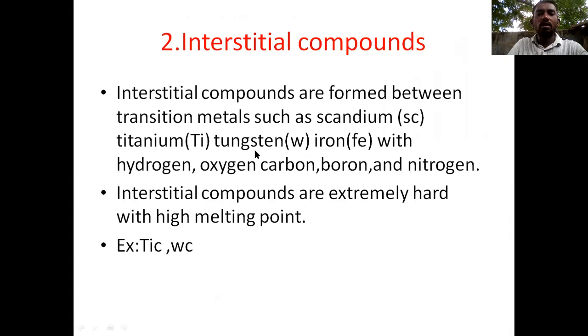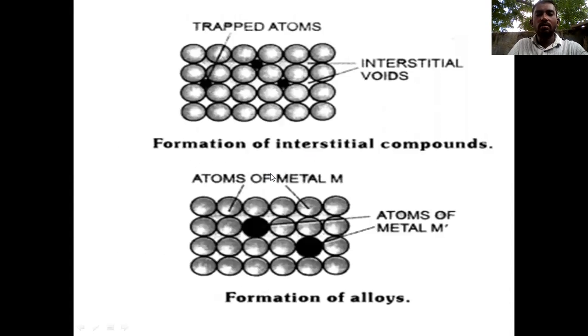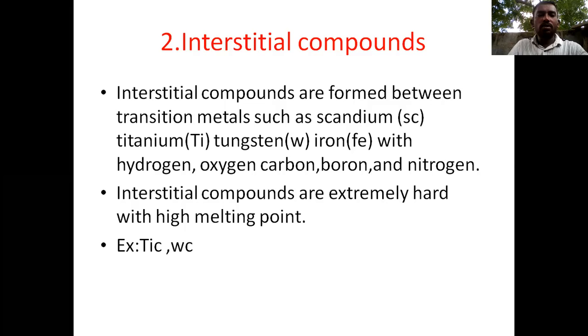In these interstitial compounds, we can see high strength and high toughness. Interstitial compounds are extremely hard and have a high melting point. Some examples are titanium carbide and tungsten carbide. These are examples of interstitial compounds.